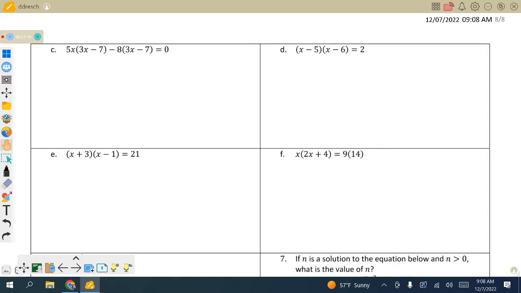But look at letter D. What jumps out to you? It looks like it's in factored form. Is this in factored form? No. Why are you shaking your head? No. Why is it not?